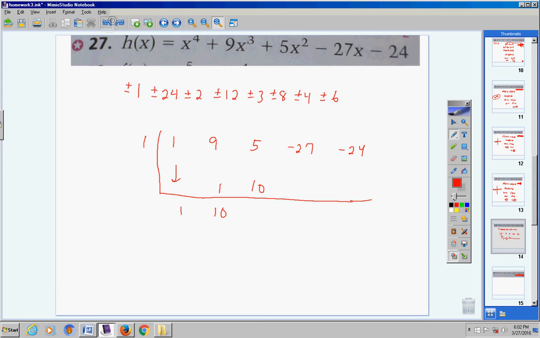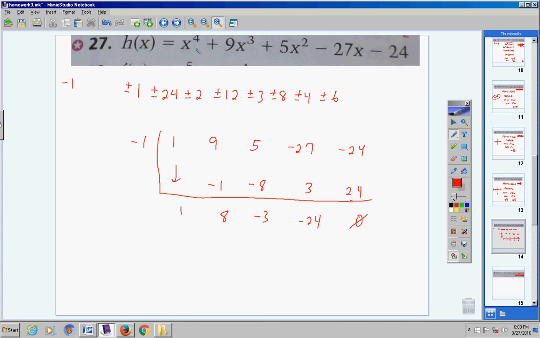Let's try negative 1 now, alright? Negative 1 times 1, combine. Negative 1 times 8, combine. Negative 3. Negative 1 times negative 3, 3, combine. Negative 24. Negative 1 times negative 24, positive 24. Booyah, 0. So negative 1 gave me a 0, alright? So negative 1 is one of my zeros. I'll put it up here.